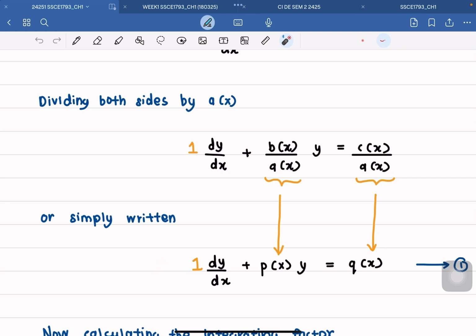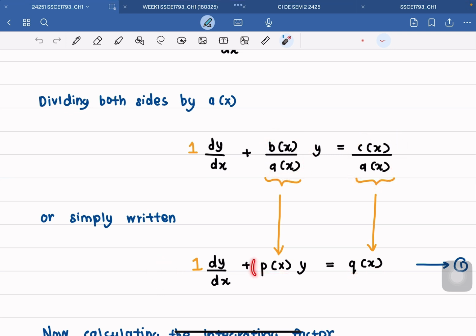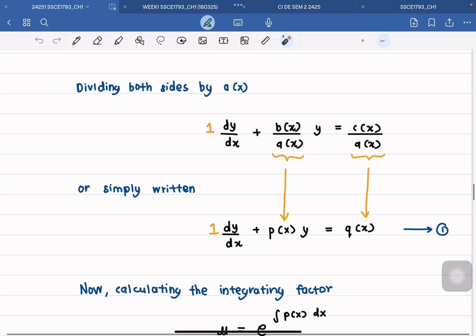This is the pattern: when we simplify, b(x) over a(x) equals p(x), and c(x) over a(x) becomes q(x). So whenever you look at the pattern of a linear equation, you will know that the coefficient that belongs to y is p(x), and then this one is q(x), after you have made sure that the first coefficient is equal to 1.